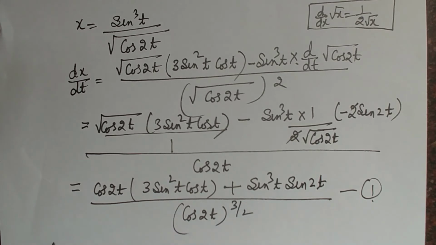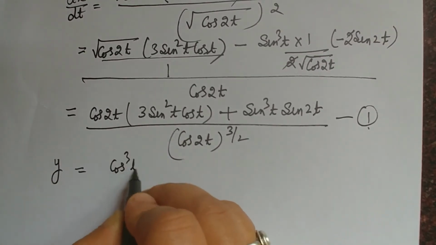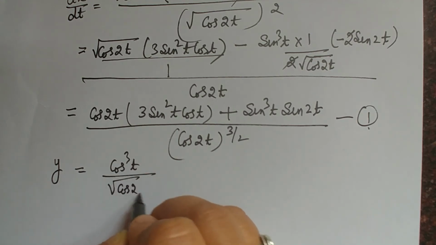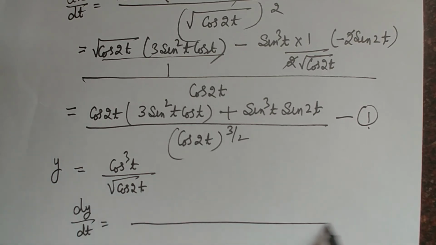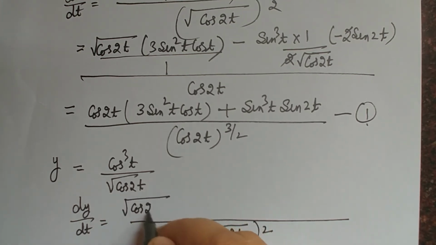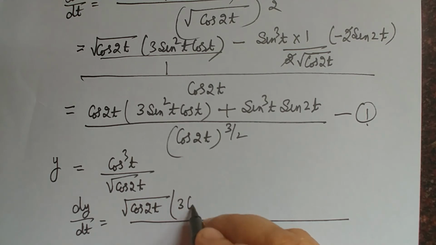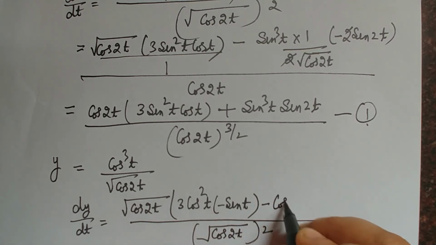So let's take the other function, that is y is equal to cos cube t upon root cos 2t. Again, using quotient rule, dy by dt is equal to, over cos 2t, this whole square, then root of cos 2t, this is 3 cos square t into derivative of cos, which is minus sin t. Okay, and then minus cos cube t.